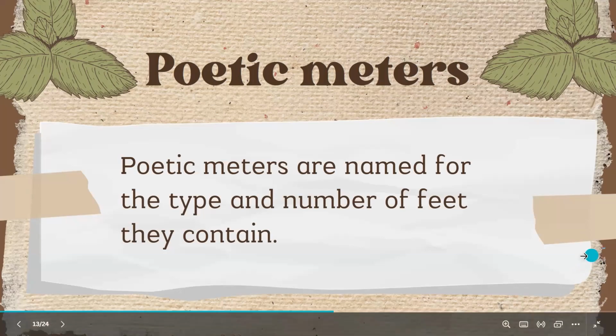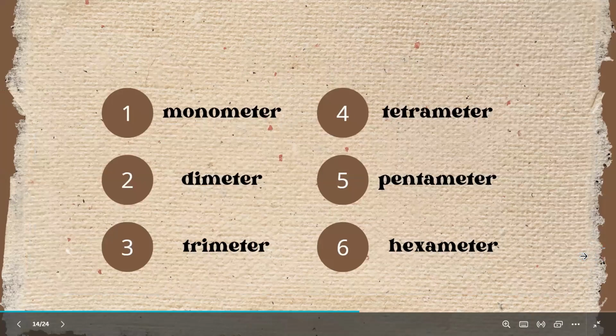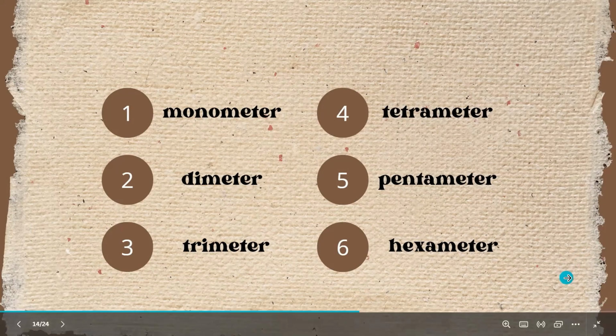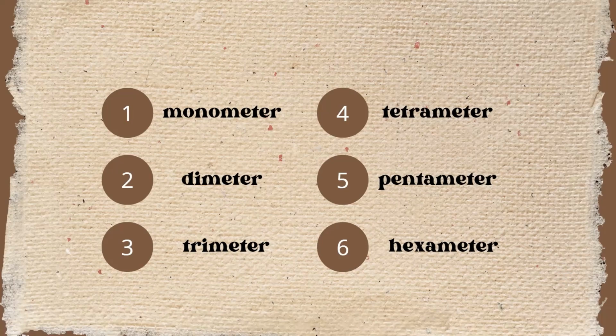Let's see. When we see 1 foot, it's called monometer. When we see 2 feet, it's called dimeter. When we see 3 feet, it's called trimeter. When we see 4 feet, it's called tetrameter. When we see 5 feet, it's called pentameter. And when we see 6 feet, it's called hexameter.